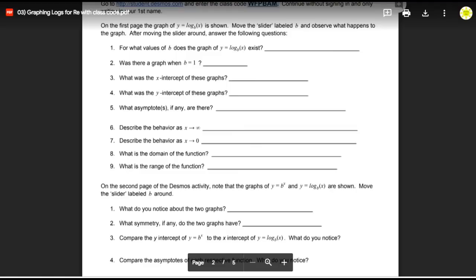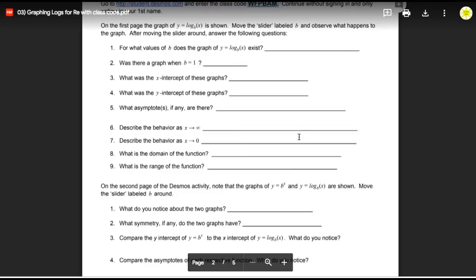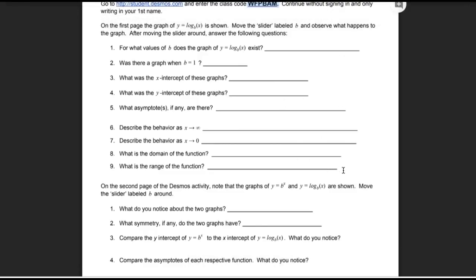Okay, a couple of things that I just want to point out to you guys. It says on the first page, they want you to move the slider labeled B and make some observations. So you guys see here's B, and this is a slider. So when you move the slider around, different things are going to happen to the graph. So for the remainder of the period, you're going to finish up this activity that's an exploration. You can work with one other person if you like.